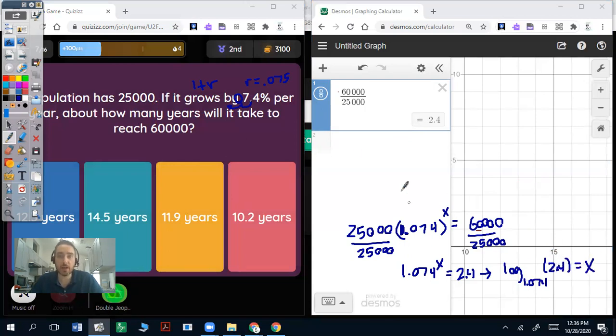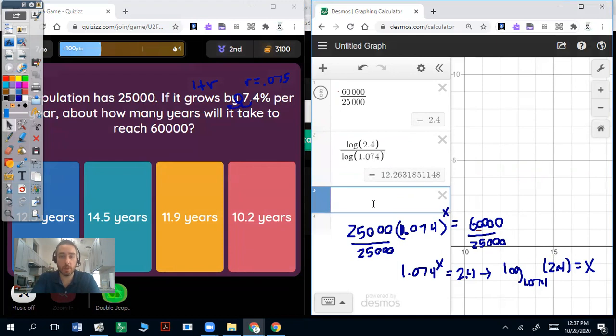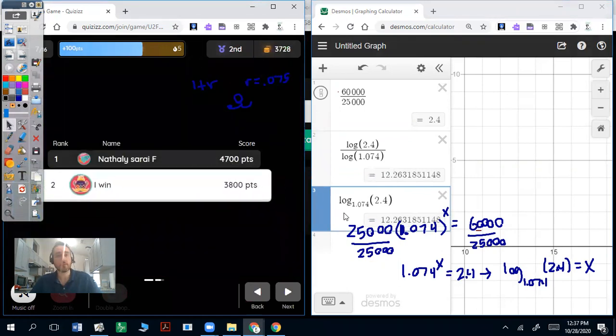So let's put that in the calculator. Remember, you can also do logs by change of base. So you could do log without the base by doing log 2.4 divided by log 1.074. So that is an option 2. And of course, remember, you can just do log shift 1.074, right arrow 2.4. Same deal, you get 12.26, 12.26 rounds to 12.3. You can also do a graph intersection, which I'm not going to do at this time.